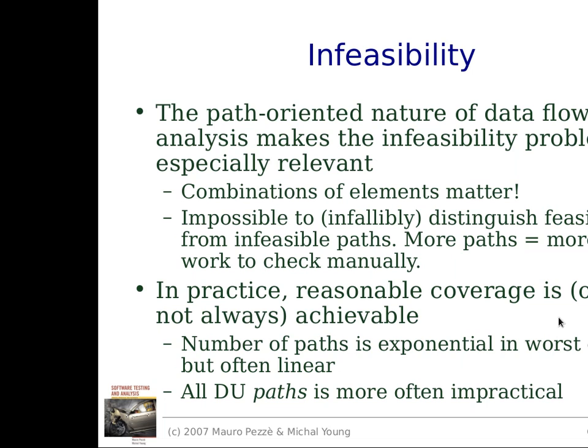In practice, reasonable coverage is often, though not always, achievable. Here's the problem right here: "reasonable." Is it actually reasonable for your program? I mean, if you're just writing an application on Android, you don't need perfect DU data flow coverage. On the other hand, if it's a medical device, you're probably going to be looking at full coverage here. Could be exponential at worst. Often, though, if you set up your code correctly, it becomes linear, and therefore you can actually do the full analysis. All DU paths is often more impractical, so you can't do all DU paths unless you've written your code a certain way.